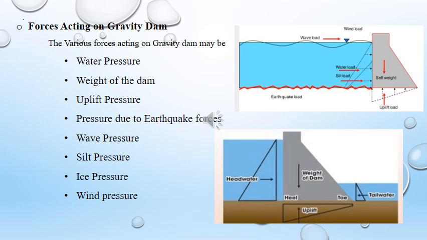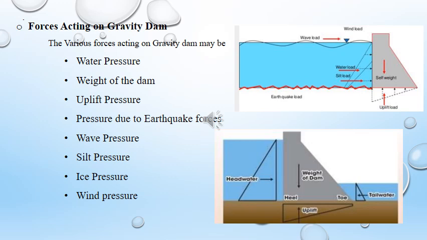So, now the figure shows some idea about the different forces. The water pressure is acting on the upstream side as well as on the downstream side, and this water pressure is the major disturbing force. And the weight of dam, the self weight of the dam, will resist all the disturbing forces, because of gravity.